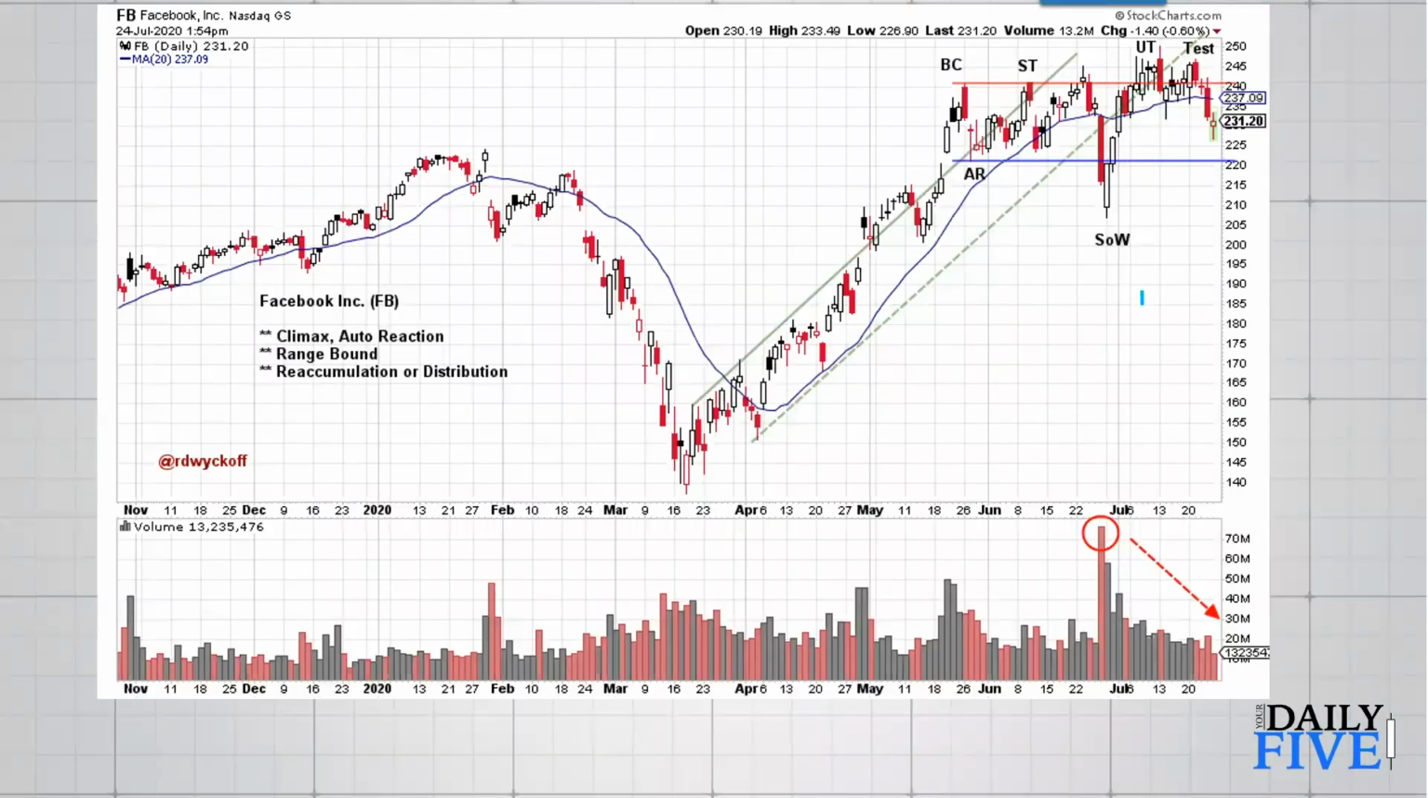Chart number 4 is Facebook. Very interesting chart. Beautiful uptrend. Goes to a new high. Once it gets to a new high here, it goes into some kind of a range-bound structure. Could be reaccumulation for higher prices.